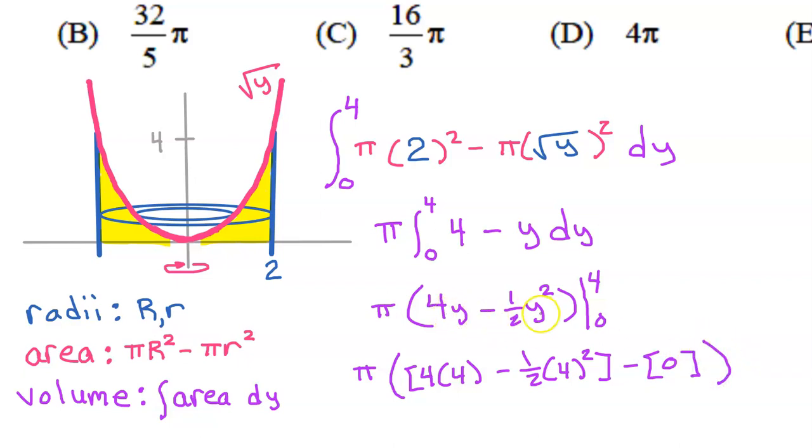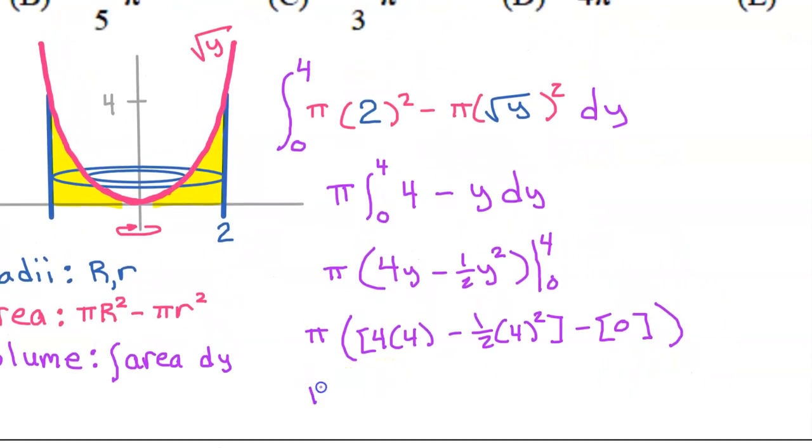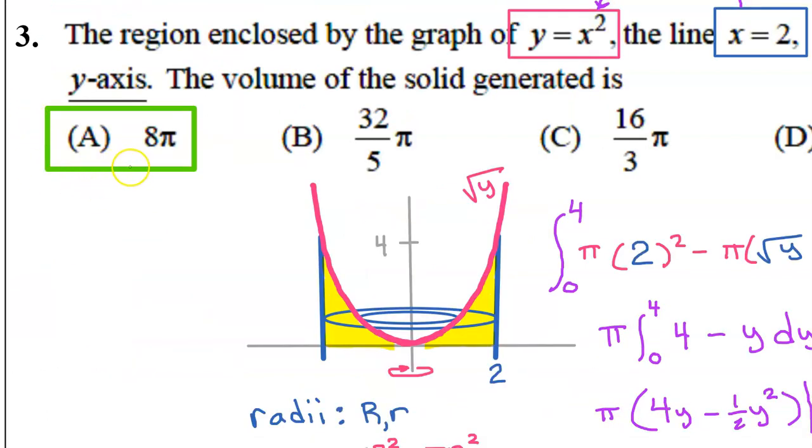I can see that both terms have a y, so it's easy to see that the value at 0 will just be 0. So we have 16. 4 squared is 16. Half of 16 is 8. 16 minus 8 is 8, so we have 8 pi. This is the volume. So the answer is A.